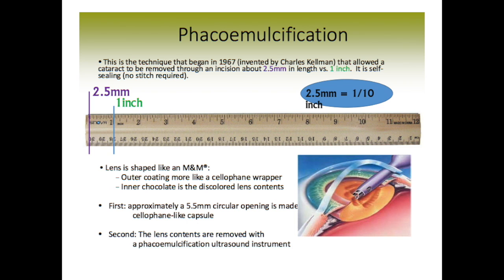Right, so we're making a circular opening in the front capsule of the lens, and then the ultrasound device is passed through a tiny incision that's made with a microscopic scalpel, making that 2.5 millimeter incision, and that incision is usually made near where the colored part of the eye hits the white part of the eye. And so the ultrasound tip has access to the contents of the lens, and the ultrasound breaks up that contents into tiny particles which are aspirated out through that same tip.